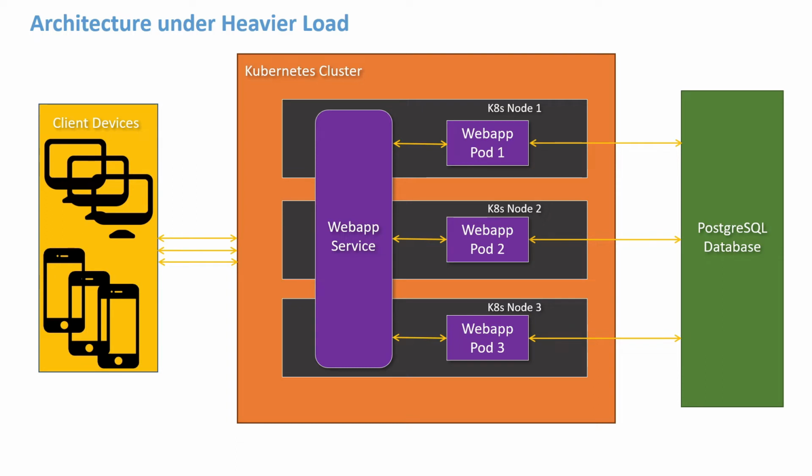The request flow will remain the same, the only difference being that the Kubernetes web app service will load balance traffic to the available web app pods based on the amount of resource on masters, the number of requests each pod is servicing, and a few other criteria.